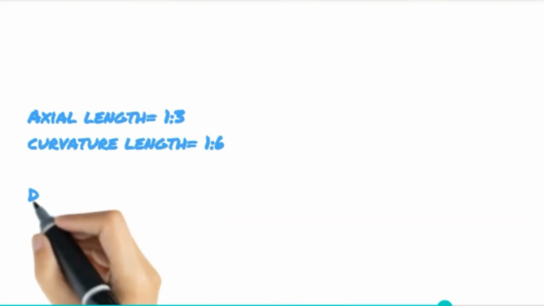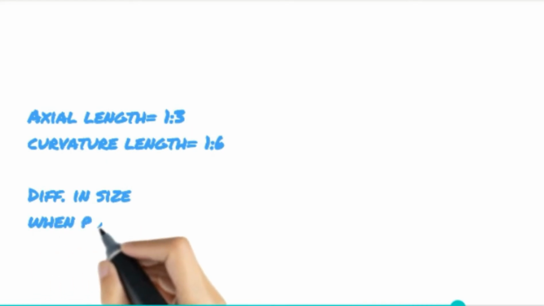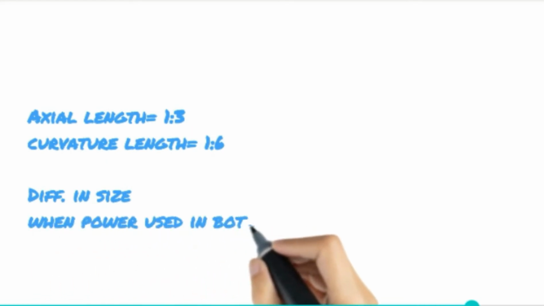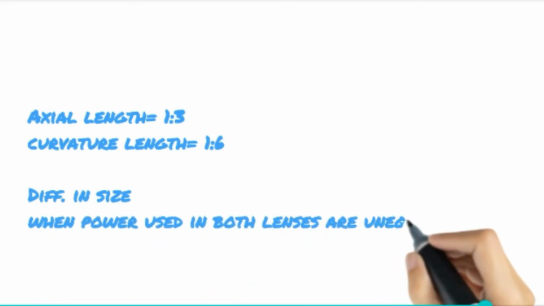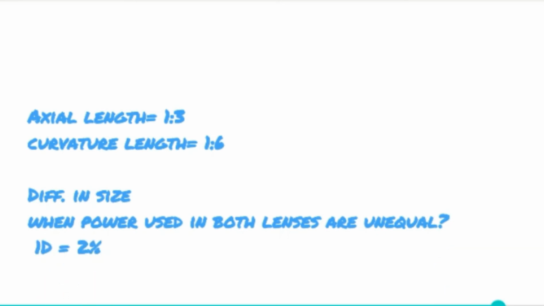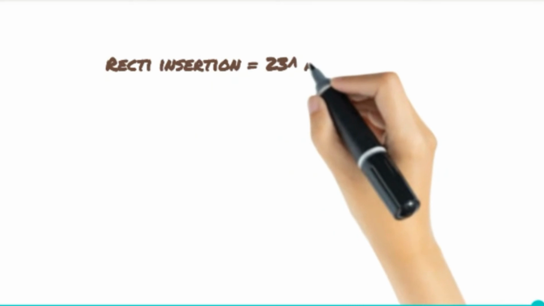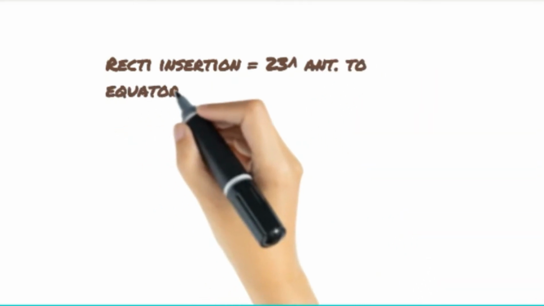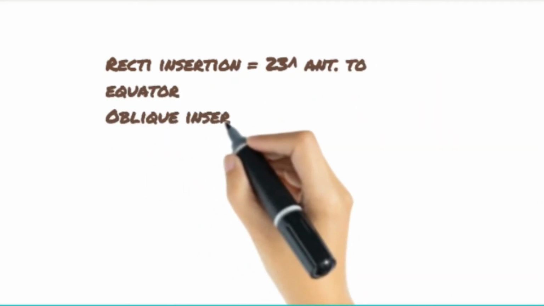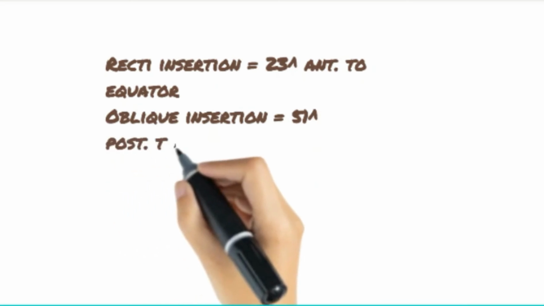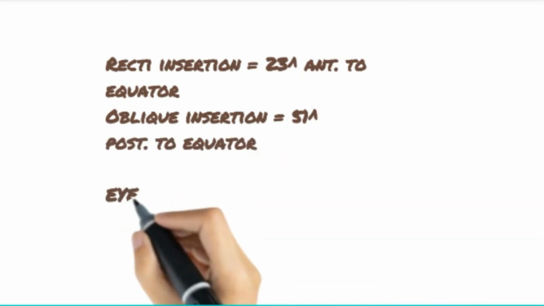Axial length, if we change 1 mm, then it will affect by 3 diopter. Curvature 1 is to 6, and difference in size when power used in both lenses are unequal is around 2% of 1 diopter. Now recti are inserted around 23-degree anterior to the equator, and remember guys, obliques are inserted at 51-degree, but it is posterior to the equator.